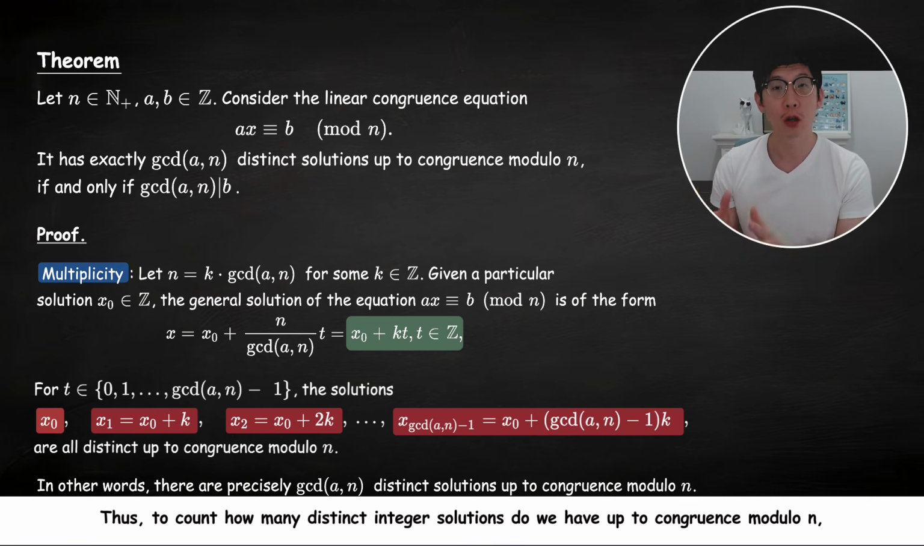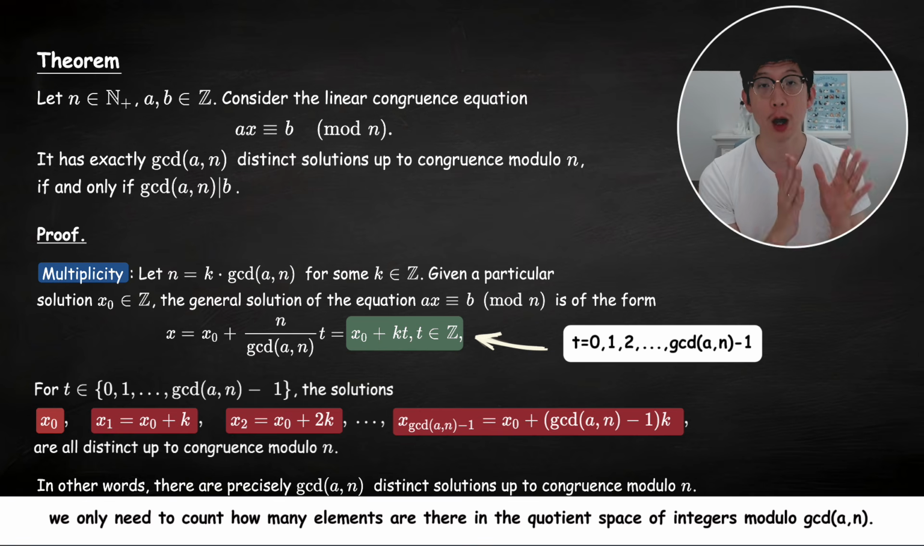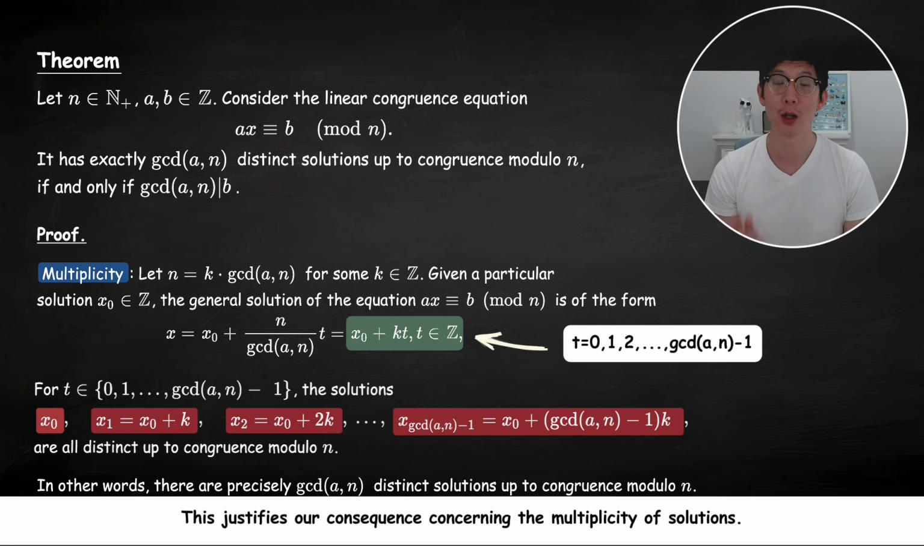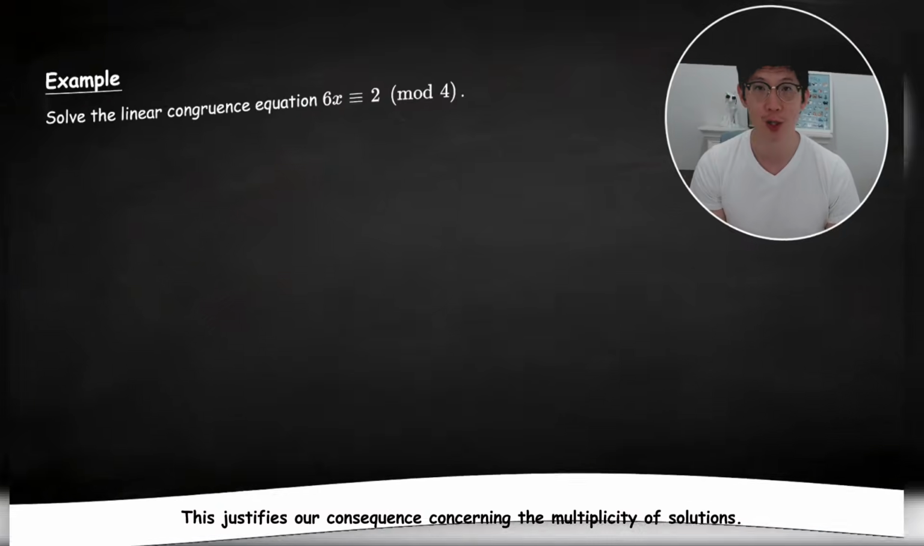Thus, to count how many distinct integer solutions we have up to congruence modulo n, we only need to count how many elements there are in the quotient space of integers modulo gcd(a, n). As we have already seen previously, this number is precisely gcd(a, n). This justifies our claim concerning the multiplicity of solutions.